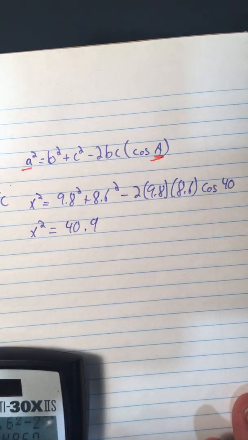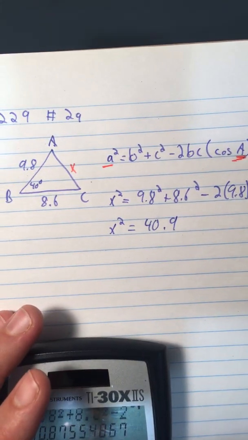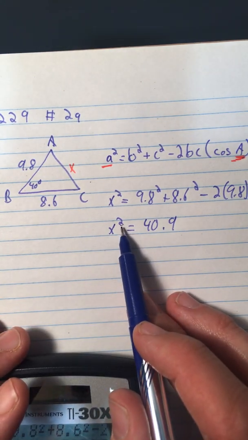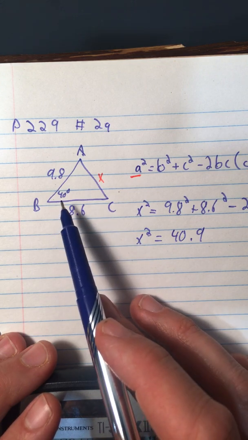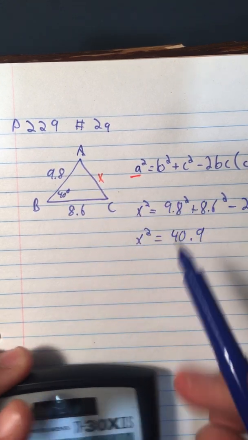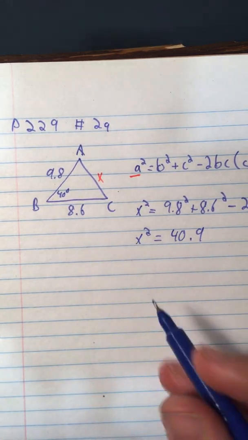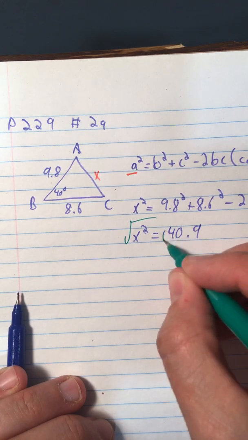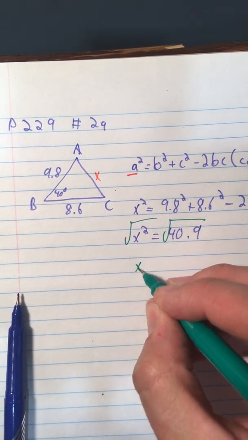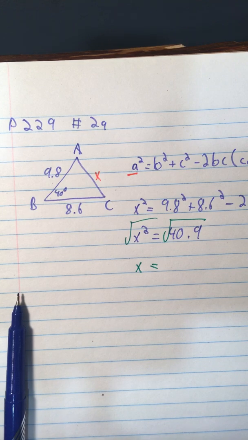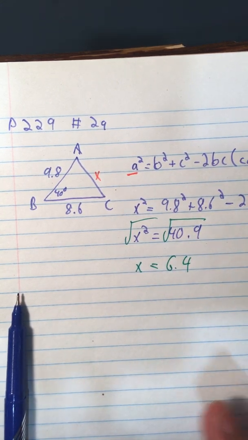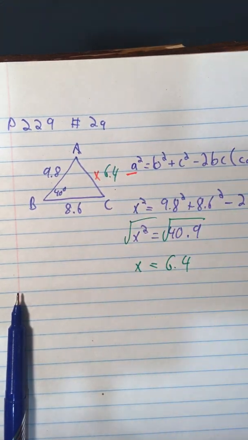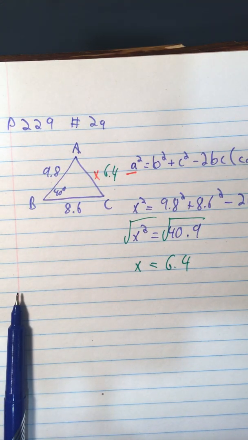Now common sense, I will say this, probably the most common mistake is people will stop here. I have an x squared. I'm not done yet, but in a triangle of 9.8 and 8.6, an angle of 40 cannot open up to a side length of 40. So make sure you square root those, and you will get x is equal to 6.4. Okay, x is 6.4.